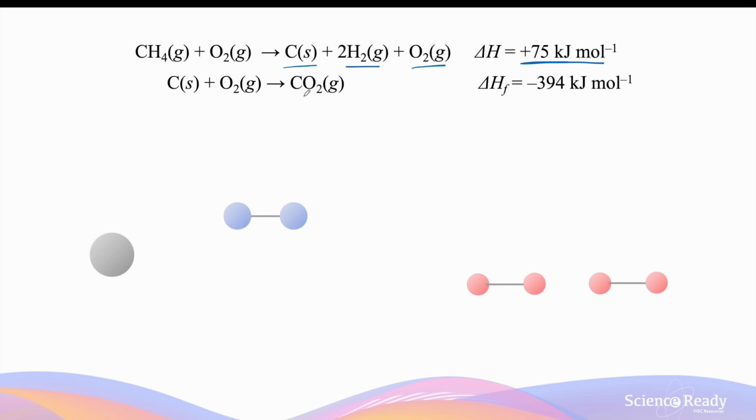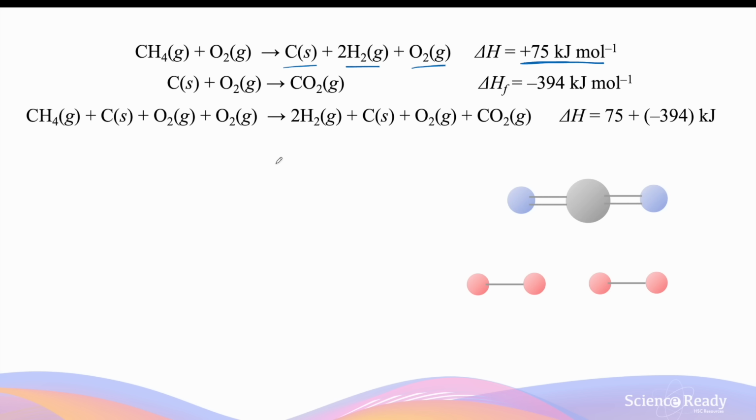Now, the carbon atom and the oxygen atoms will react to form our first product, that is carbon dioxide. The formation of carbon dioxide will produce 394 kilojoules per mole of energy, and this can be added to the enthalpy change of the first process to give us an overall enthalpy change of the first two processes added together. When we combine the first two reactions, we have 2 molecules of oxygen on both sides, and we also produce 1 molecule of oxygen that's left unused in the reaction.